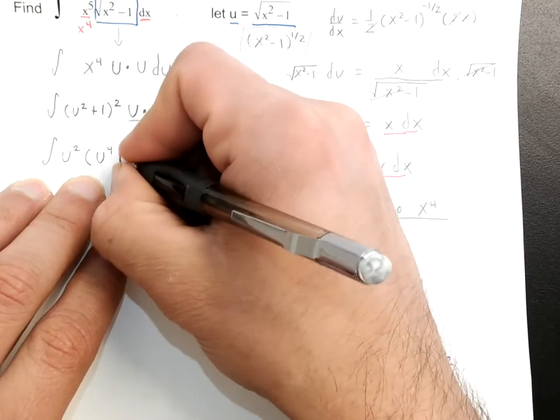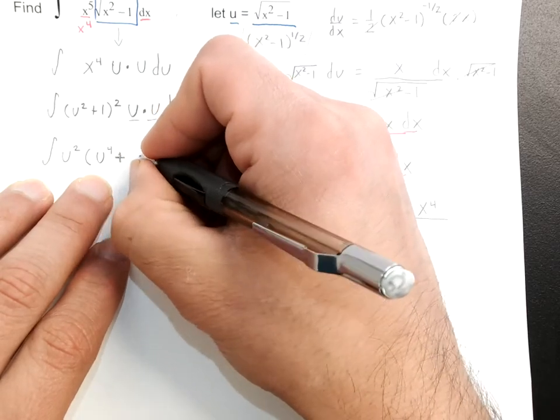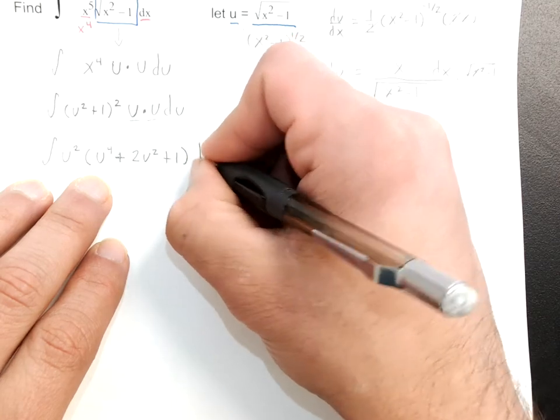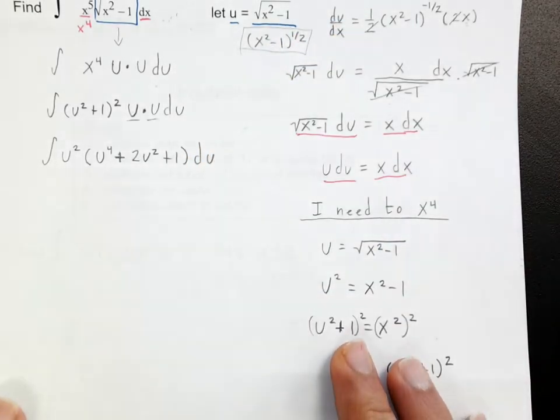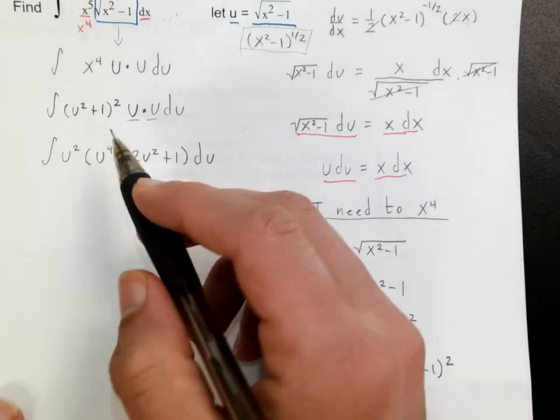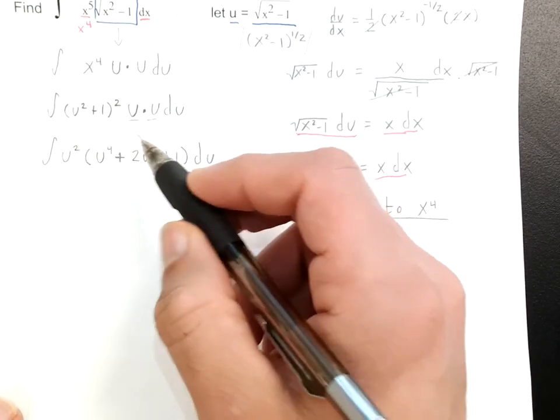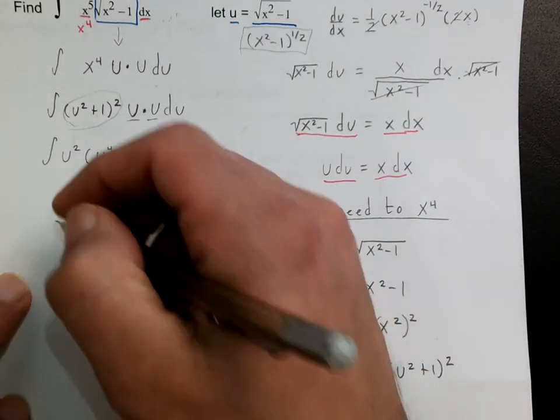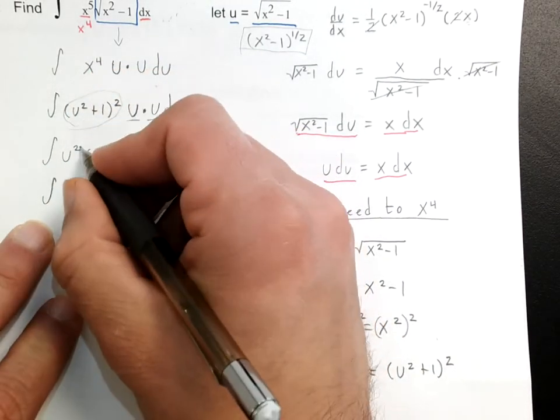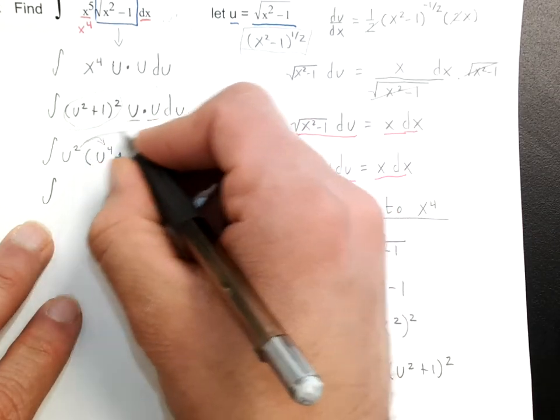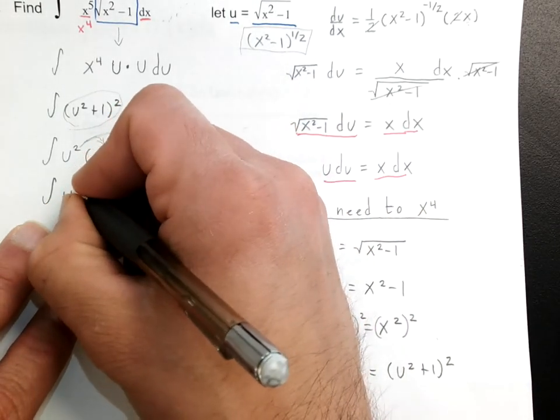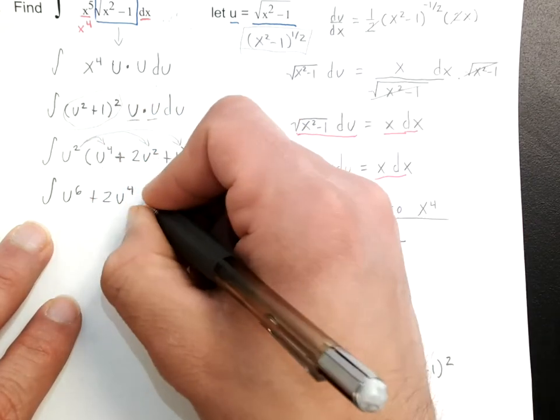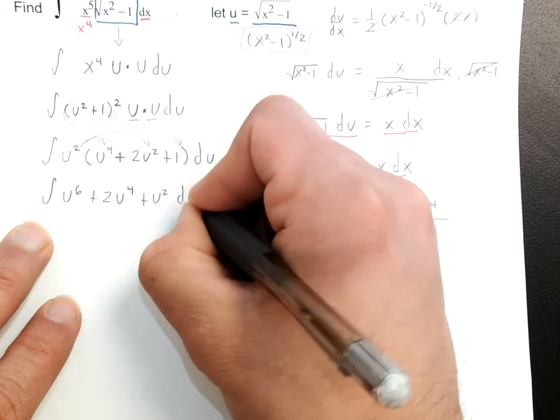u to the fourth plus 2u squared plus 1, du. By the way, I don't want you to come back to class and ask me how I got that from here. All right, you should know how to FOIL by now. You're in calculus. So now if I distribute this, I will have u to the sixth plus 2u to the fourth plus u squared du.